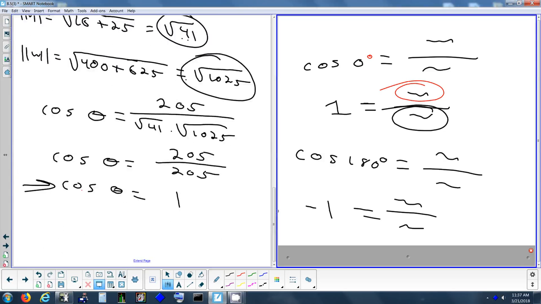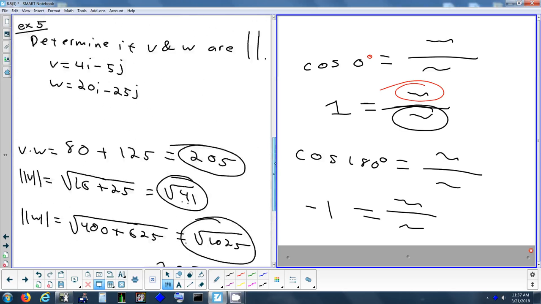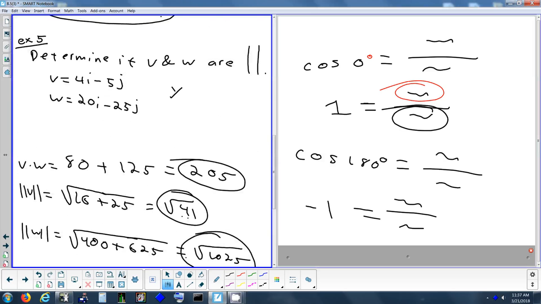All right, so what was the question? Was it determine if these are parallel? Yes. Yes, they are. So any question on that?